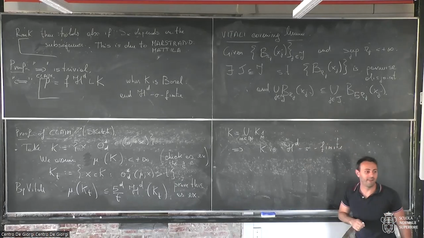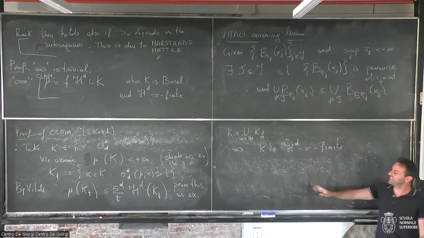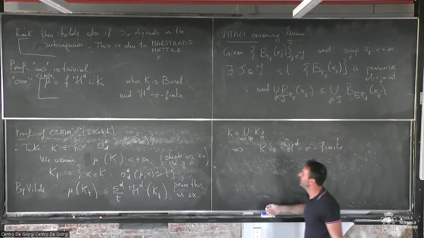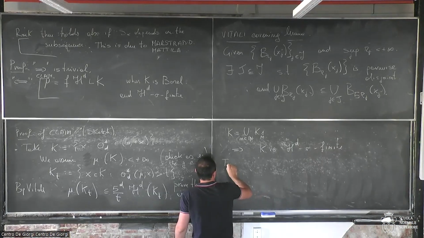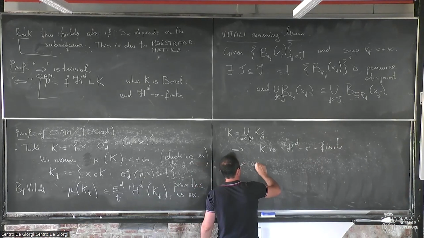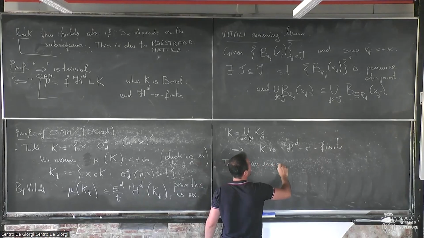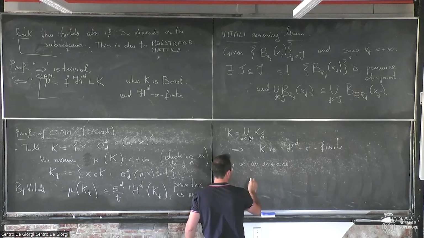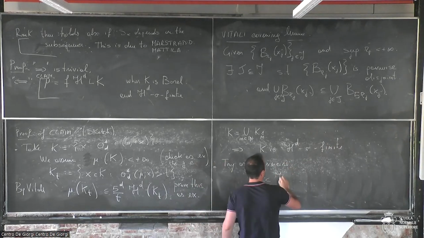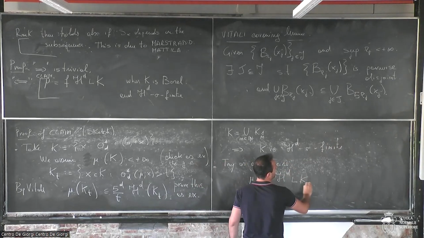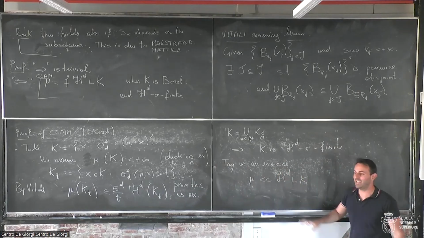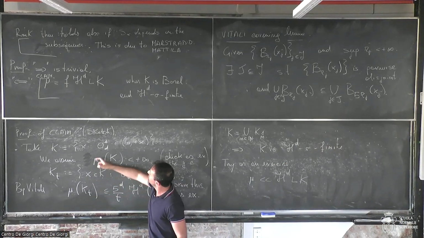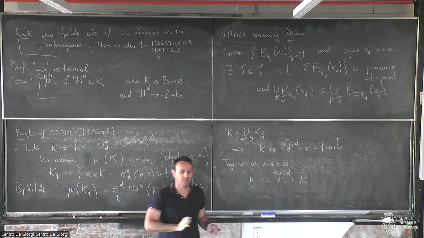Okay? And now, as an exercise, it's kind of the same argument. You don't even need to use Vitali. Try as an exercise, this is super easy, that actually mu is absolutely continuous with respect to H^d restricted to K. And so you can take the derivative of mu with respect to H^d restricted to K, and you go.